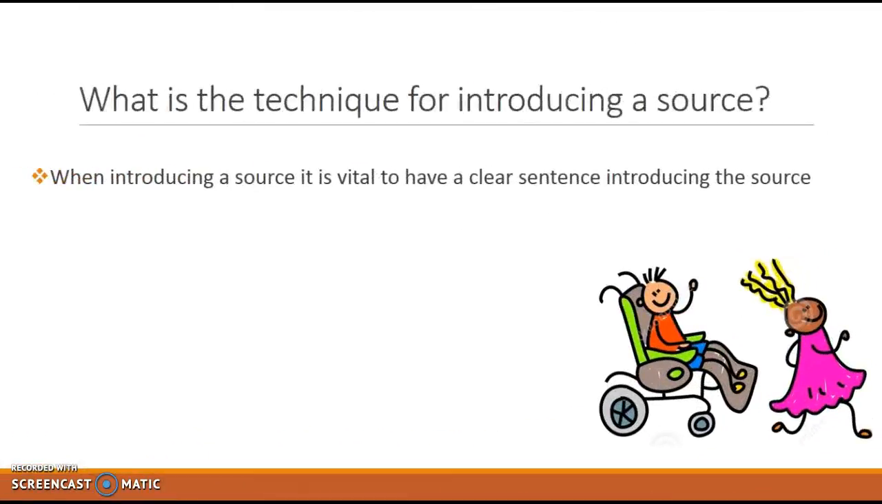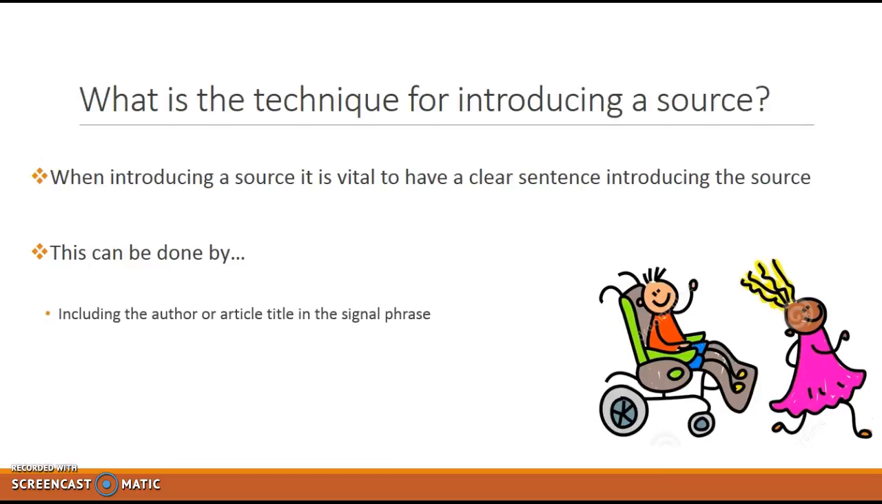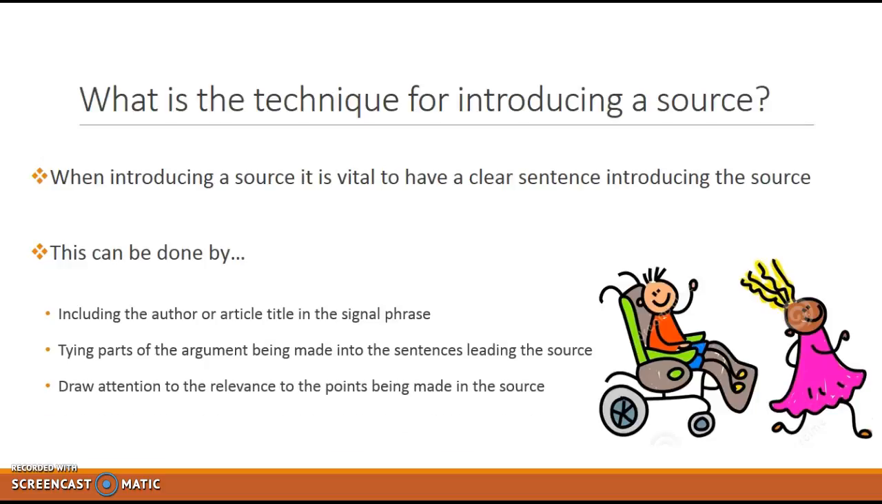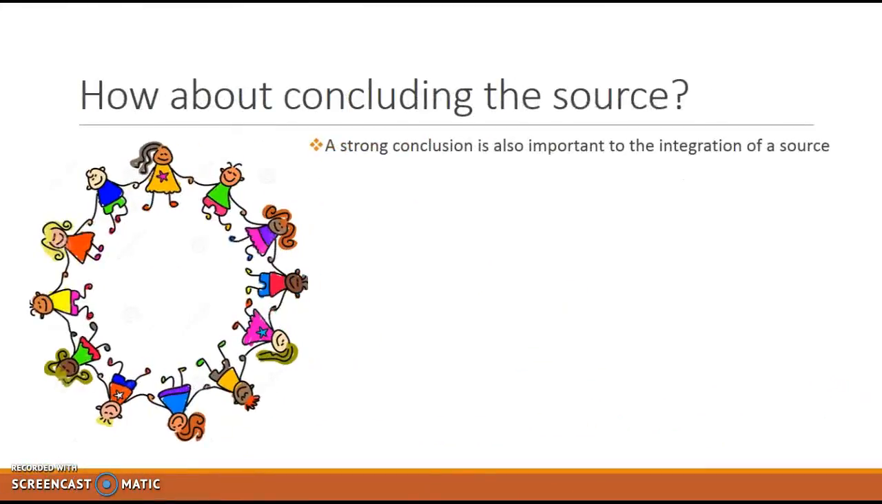So, you may be asking yourself, what is the technique for introducing a source? When introducing a source, it's vital to have a clear sentence, usually a signal phrase introducing the source. And this can be done by listing the author or article title in the signal phrase, tying parts of the argument being made into the sentences leading up to the source, or you can draw attention to the relevance of the points being made in the source. See where things are relevant and how they tie into what you are trying to get across in your argument.